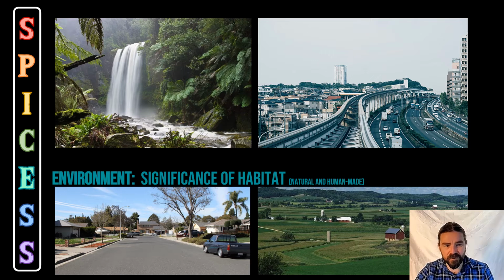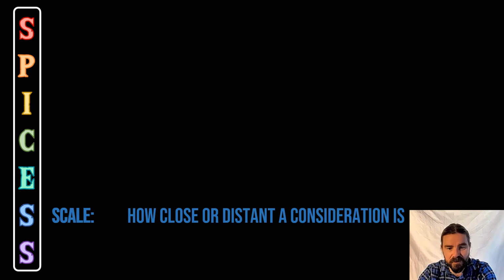So when you're talking about the environment, you can talk about the plants and animals that are there and why they're significant. Maybe they're under threat, who knows. A lot of the problems that you uncover in geography these days is about how the natural environment is under threat in some way. Scale is about how close or distant a consideration is and how you can think about something differently based on its scale.